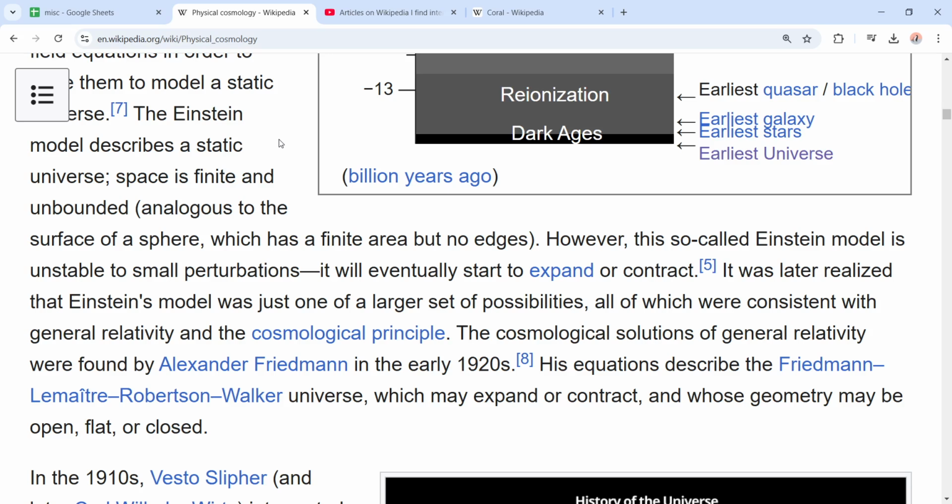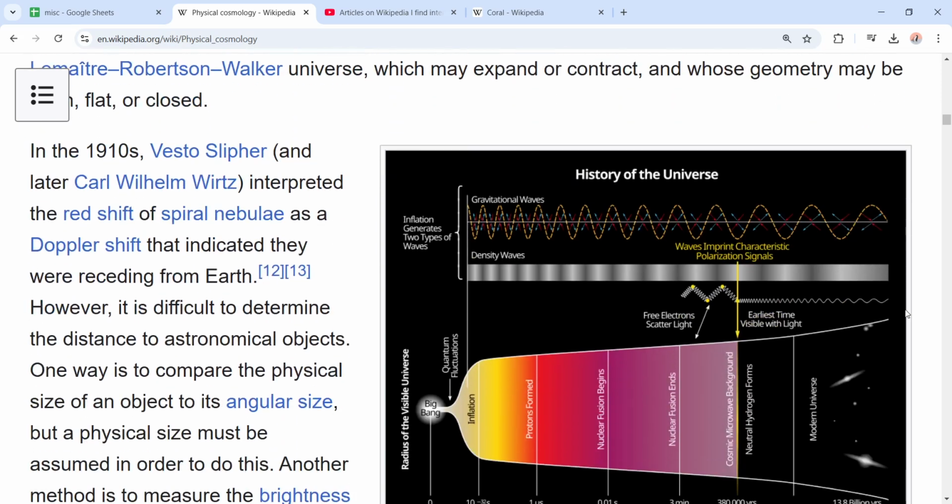It was later realized that Einstein's model was just one of a larger set of possibilities, all of which were consistent with general relativity and the cosmological principle. The cosmological solutions of general relativity were found by Alexander Friedmann in the early 1920s. His equations describe the Friedmann-Lemaitre-Robertson-Walker universe, which may expand or contract, and whose geometry may be open, flat, or closed.